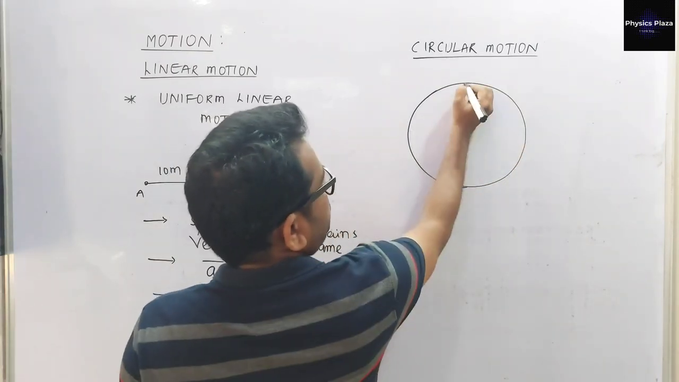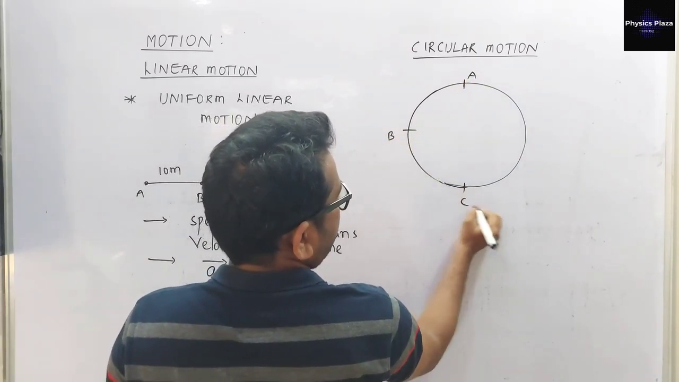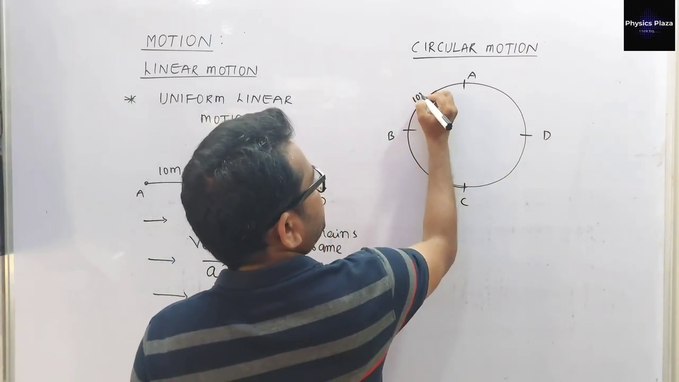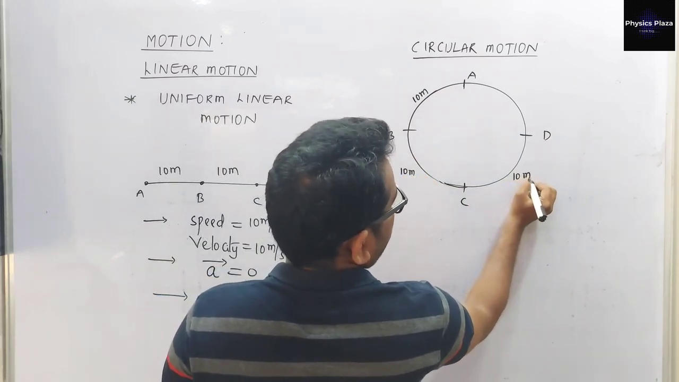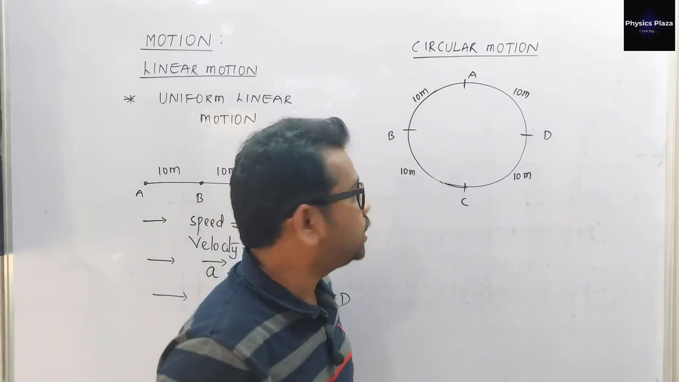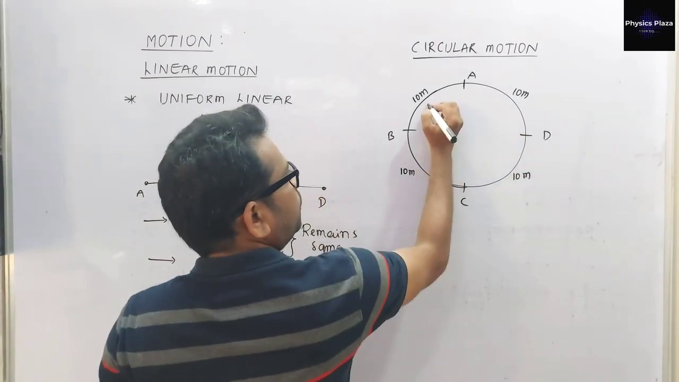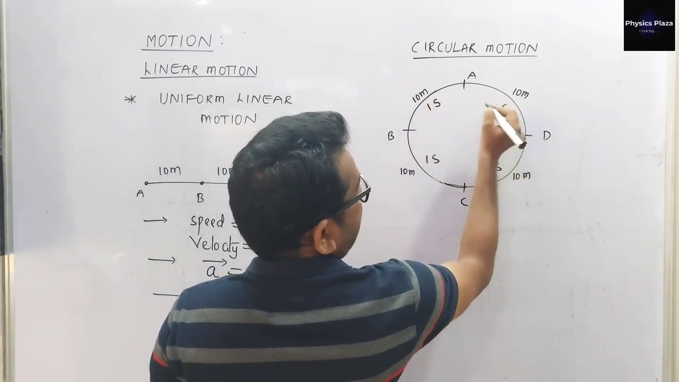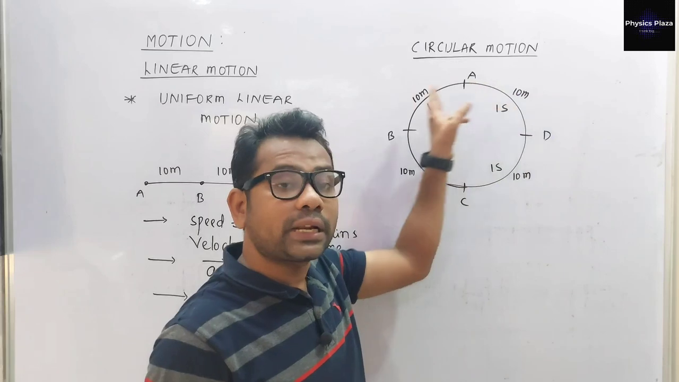Okay, here is the circular path. So children, here it is point A, point B, point C, point D. Suppose A to B the distance is 10 meters, B to C 10 meters, C to D 10 meters, D to A also 10 meters. The body is in circular motion such that to move A to B, B to C, C to D, D to A, it is taking the same time, 1 second each. Which means it is covering equal distances in equal intervals of time along the circular path.